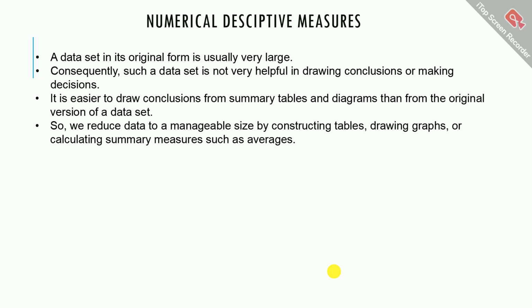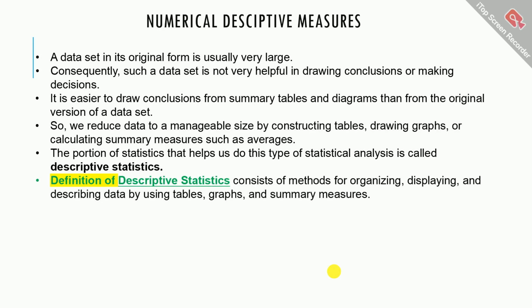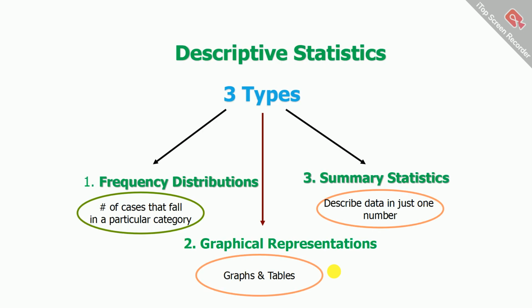So we reduce the data to manageable size by constructing tables, drawing graphs, or calculating summary statistics such as averages, etc. The portion of statistics that helps us do this type of statistical analysis is called descriptive statistics. The definition of descriptive statistics is that it consists of methods of organizing, displaying, and describing data by using tables, graphs, and summary measures.